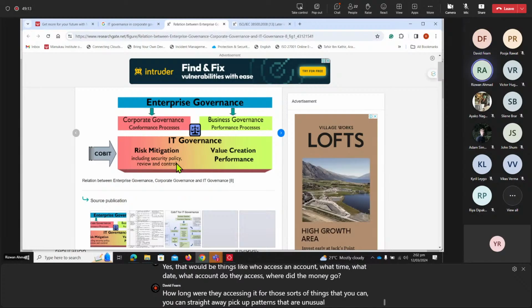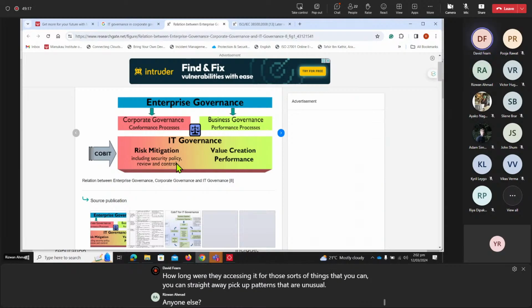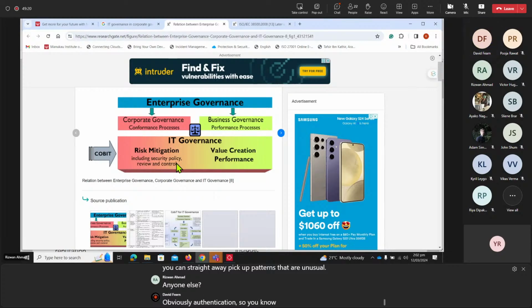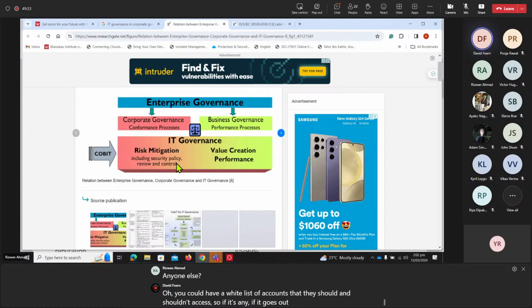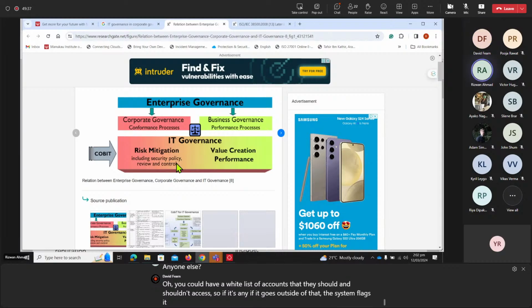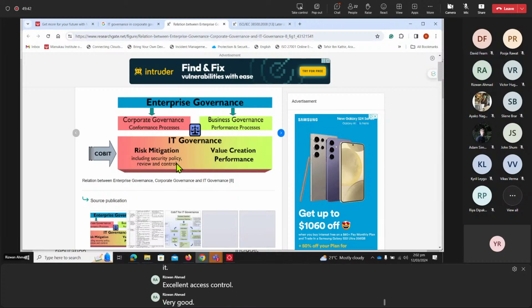Yeah, that's great. Anyone else? Obviously authentication, so you know who's accessing what. Authentication, very good. Anyone else? You could have a whitelist of accounts that they should and shouldn't access, so if it goes outside of that, the system flags it. Excellent. Access control, very good. Anyone else?